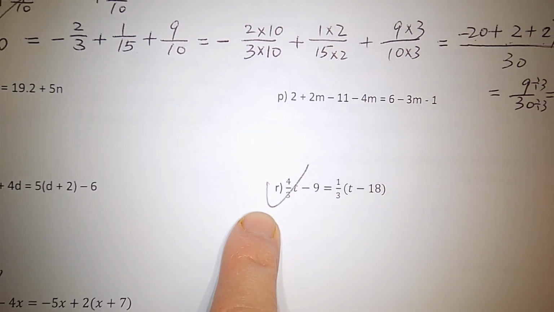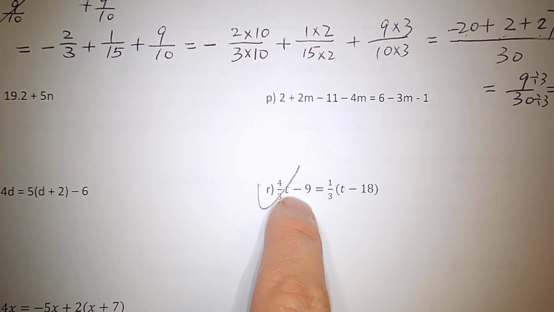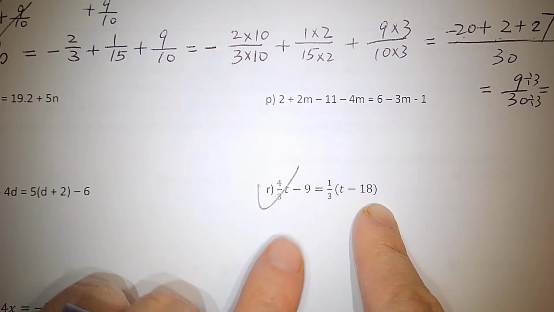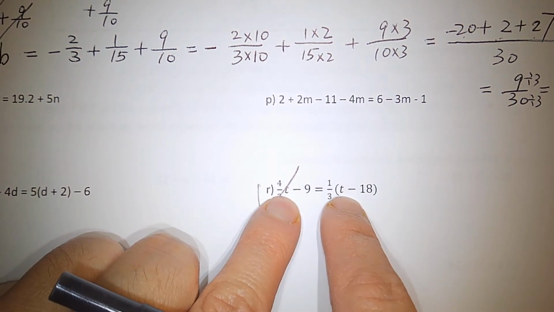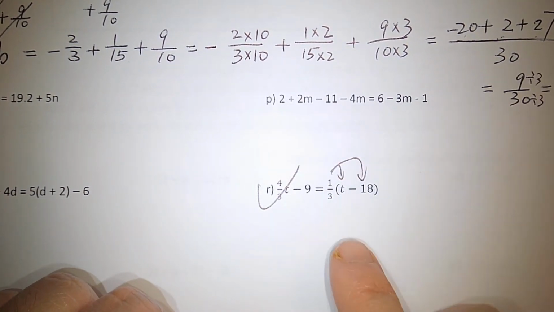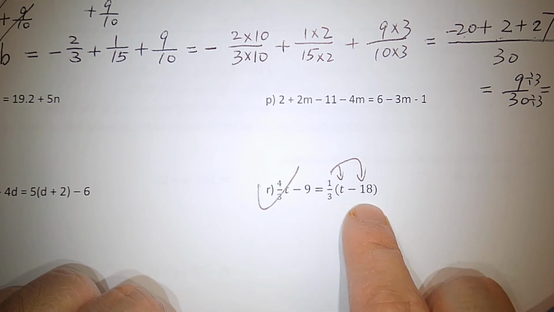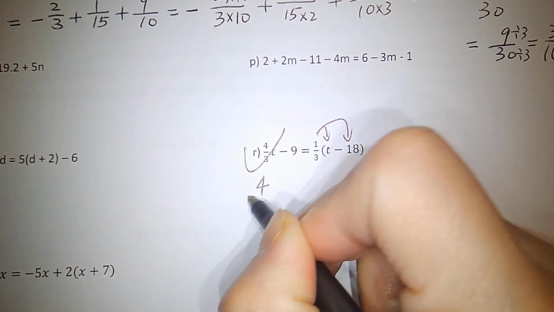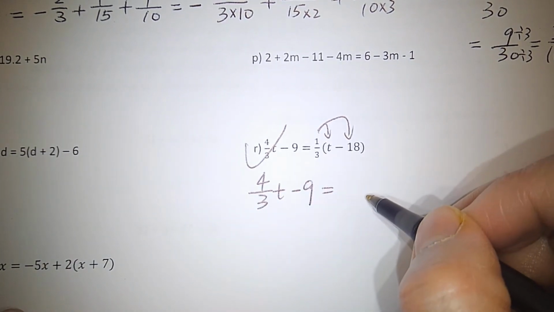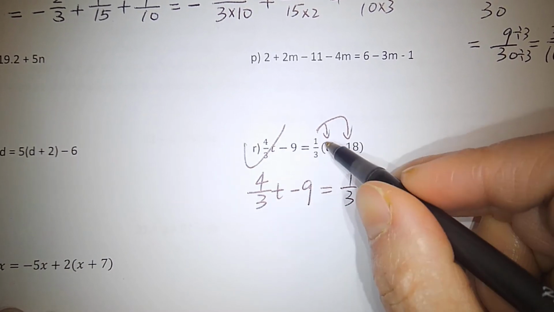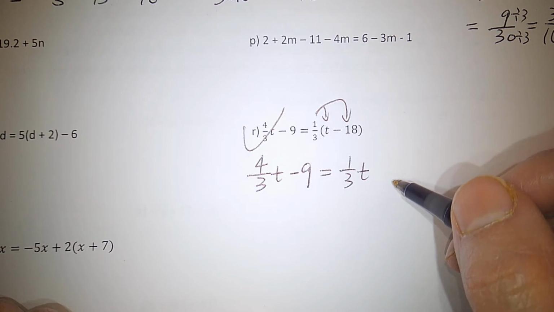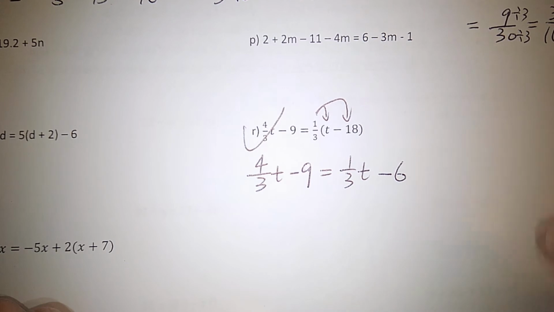Question R: 4/3 t minus 9 equals 1/3 t minus 18. Both sides have the variable t. How do we solve for t? What do we do? Distribute, right, if we have parentheses. So simplify first. Left-hand side, 4/3 t minus 9. Right side, distribute 1/3, which gives us what? 1/3 times negative 18. What is it? Negative 6, right?